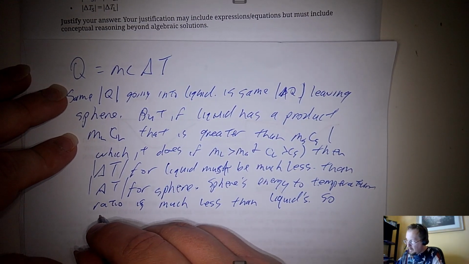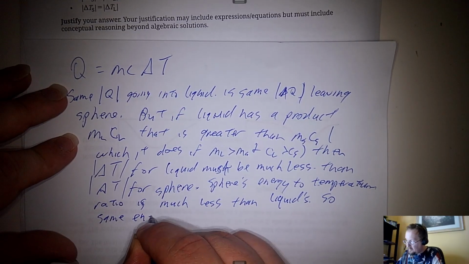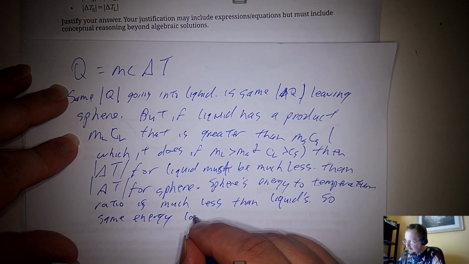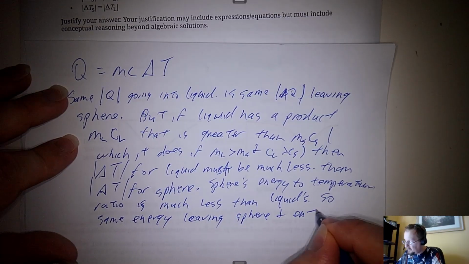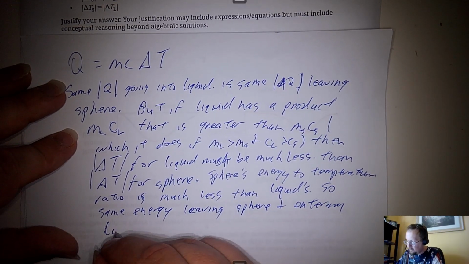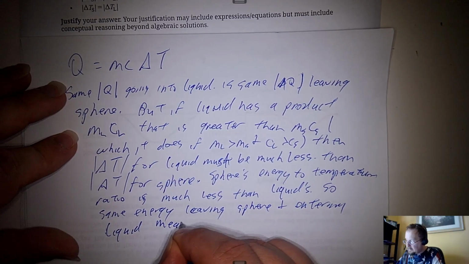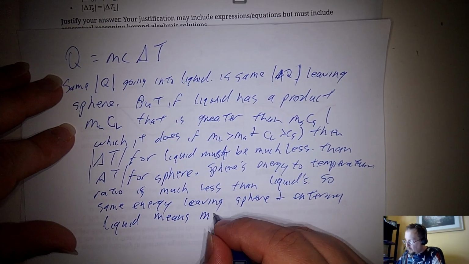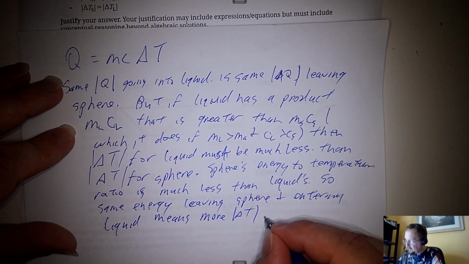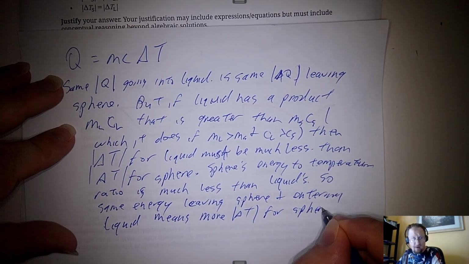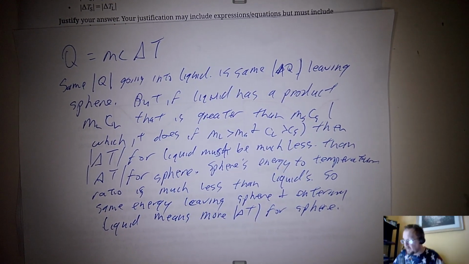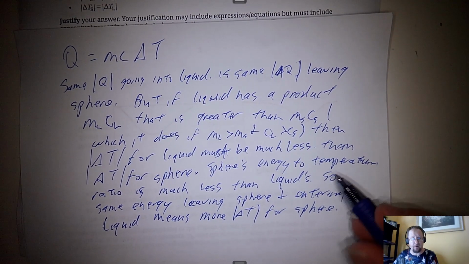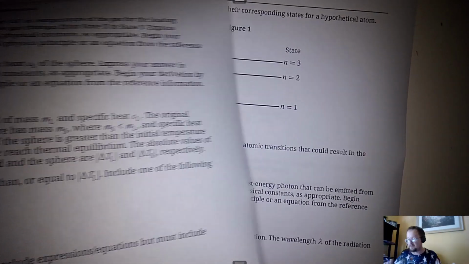So the same energy leaving the sphere and entering the liquid means more delta T for the sphere. I'm not entirely sure what they're looking for here, so that's going to be my solution. I'm going to hope that it catches all 3 points.